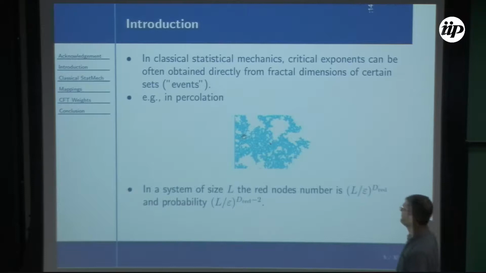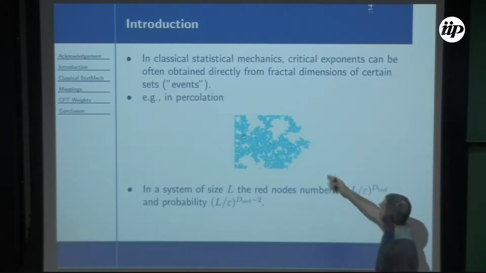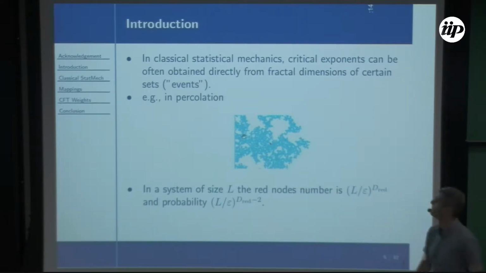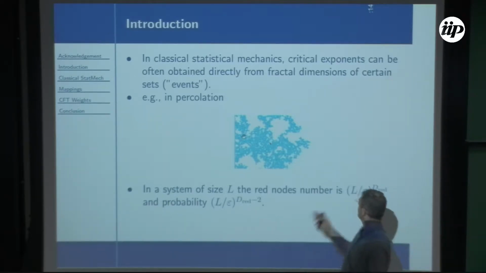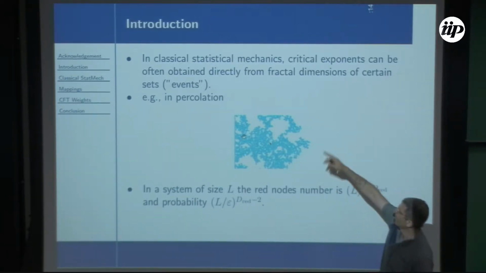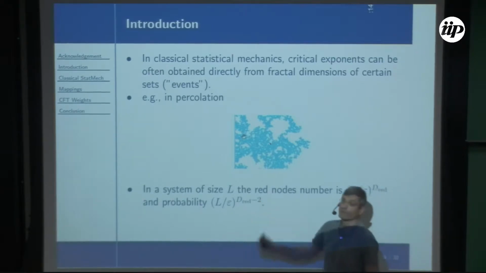Which means that if I take a system of size L and the lattice spacing is epsilon, then there's some fractal dimension D of these red points. And the number of red nodes that I will see will be the size of the system to this fractal dimension. Right? So the probability of a point to be red is this number divided by the total number of cells in the system, which is this thing.